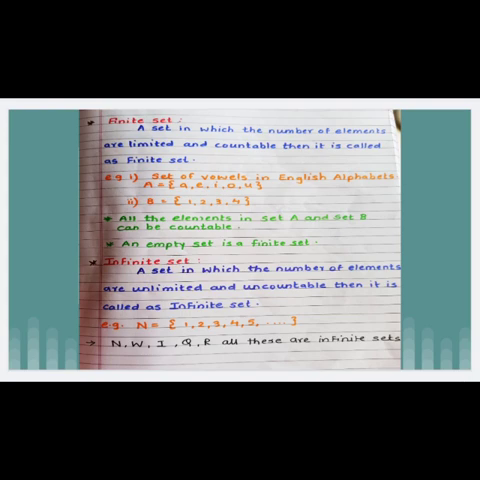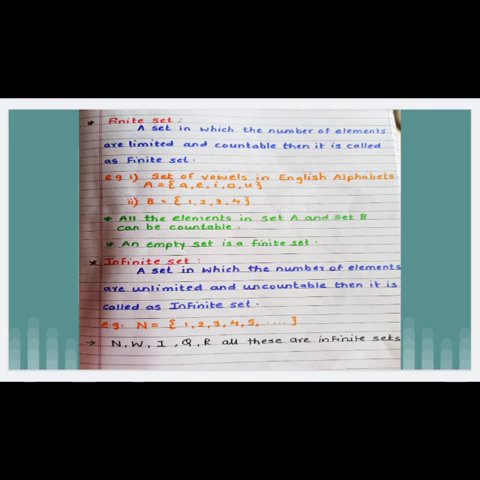So, from the above examples, you understood that all the elements in sets A and B can be counted. An empty set is a finite set, meaning it is a type of finite set.